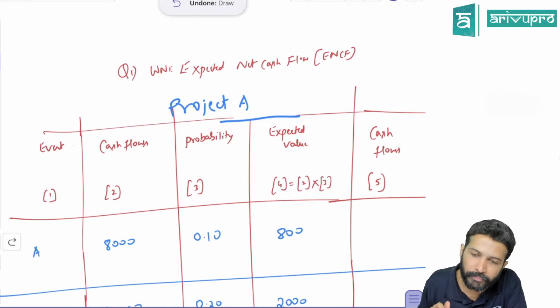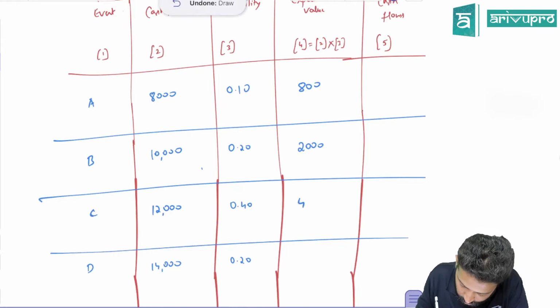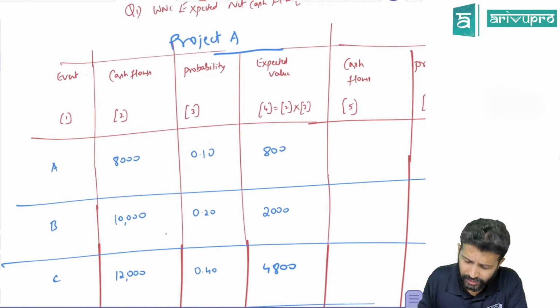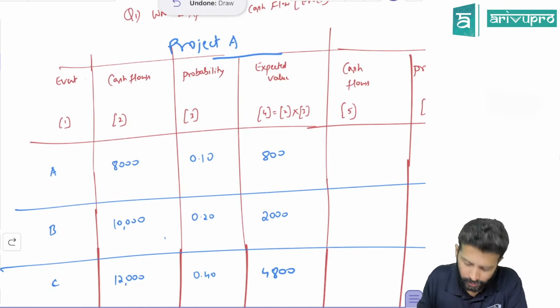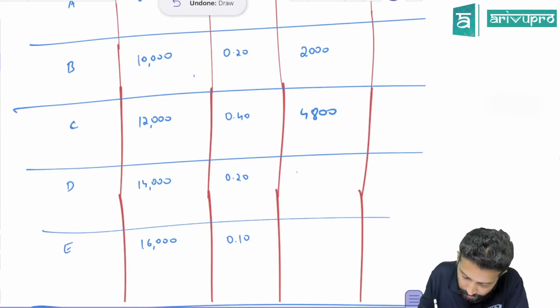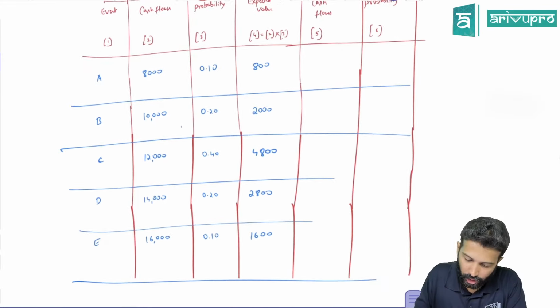Now for this, it will be what? 12 fours are 48, so this will be 4,800. Okay, I'll directly write it. Here I've given 2 multiplied by 3, so basically 12,000 multiplied by 0.40 is 4,800. And here it is 2,800. And here it is 1,600. So do the total.